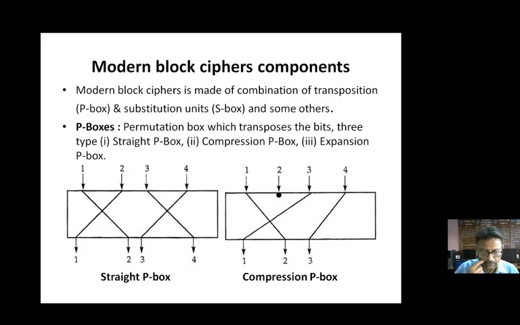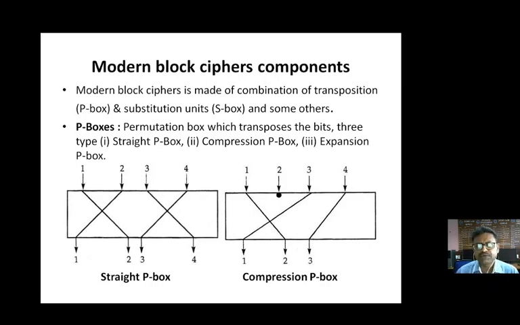But in practice, we not only use the substitution process, but we also use the transposition process. That is why in modern block ciphers, whenever we apply an algorithm to convert plain text into ciphertext or ciphertext into plain text, we have to use many components, and the combination of these components makes it tougher for the attacker to work on it.